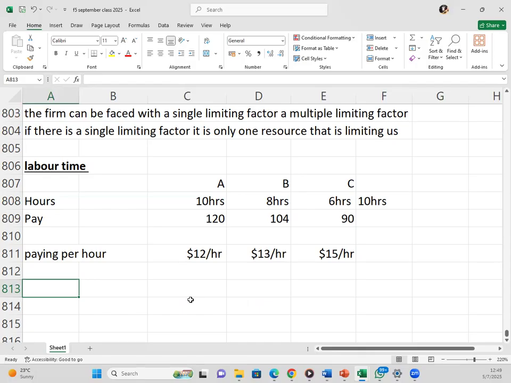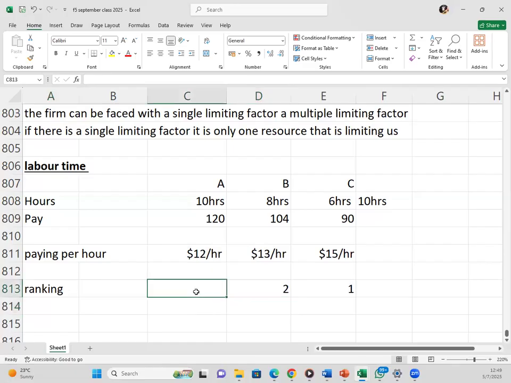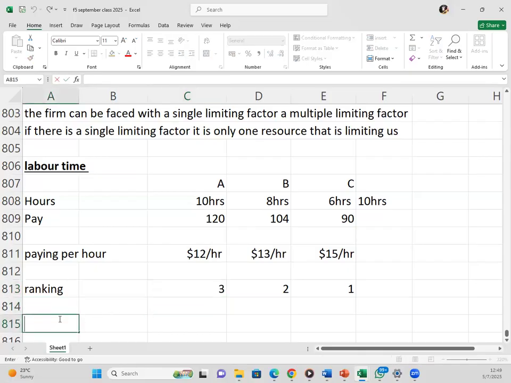So you now rank. That's now ranking the companies. So we do what we call ranking. You say this is rank number 1. This is where you firstly put your labor time. Then you come to B, you rank number 2 because it's second in terms of giving you more per hour. Then this one you rank number 3. So the most profitable option is to start with the one that gives you more per limiting factor.